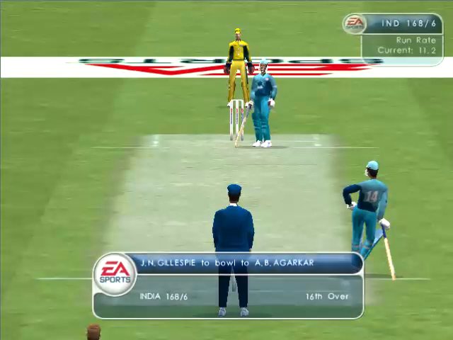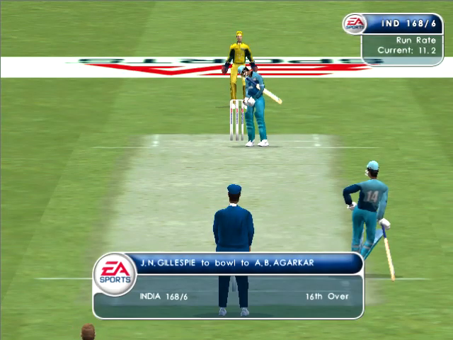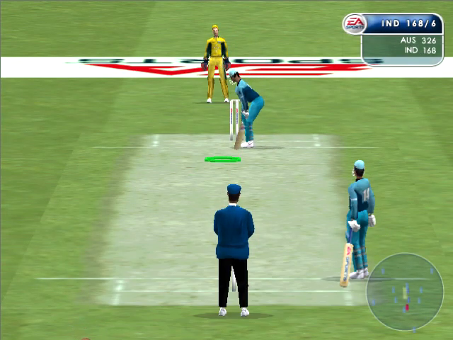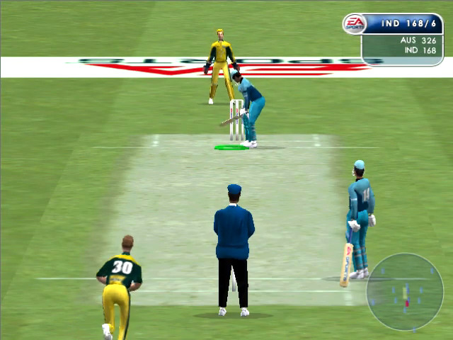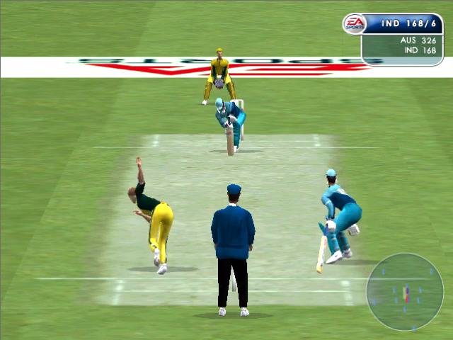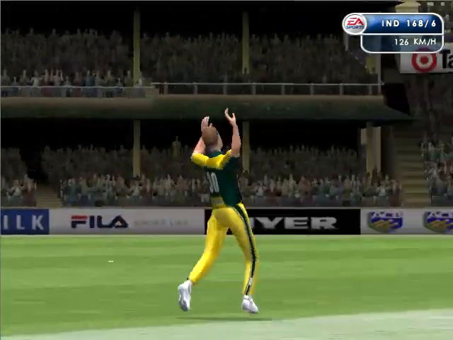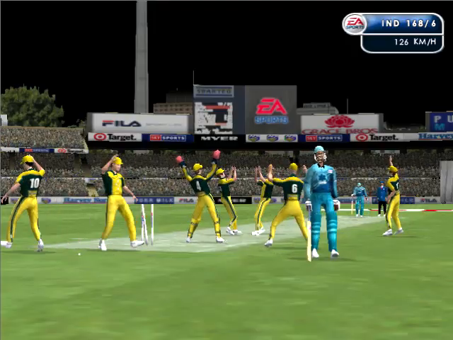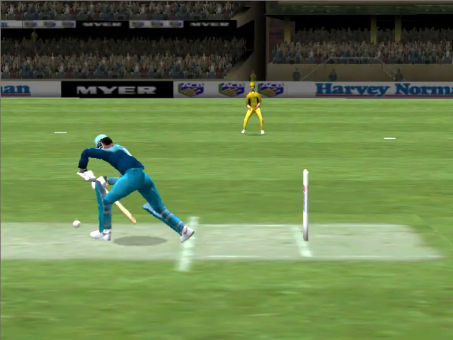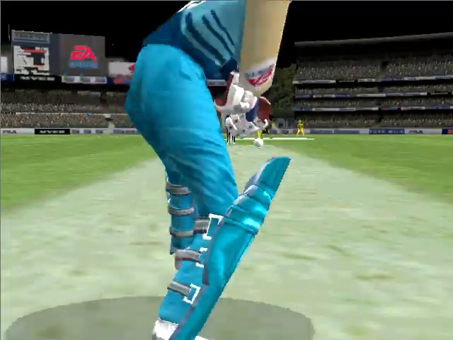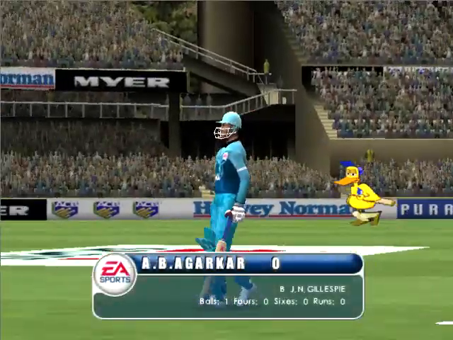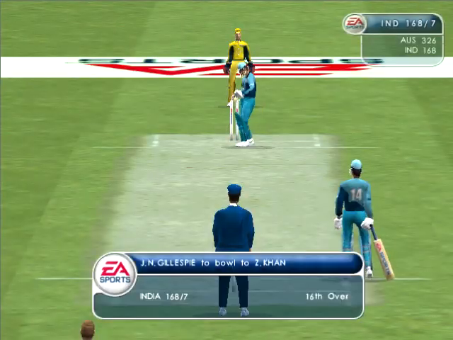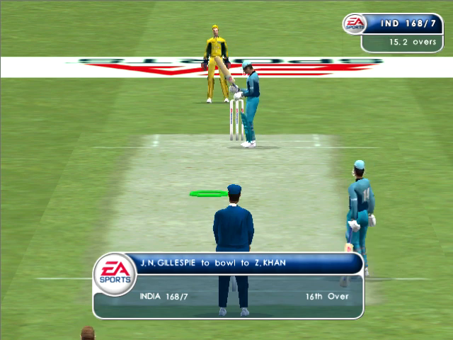That is an excellent catch. Harbhajan facing his first ball. He's gone, first ball. He really shattered the stumps with that one. He didn't even get near that delivery. It totally beat him. So that's the end of Harbhajan.